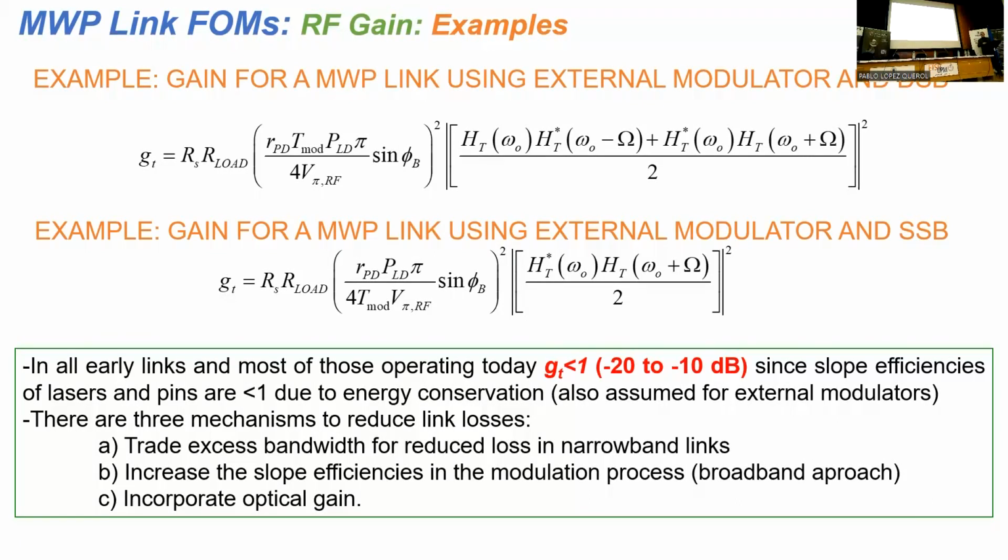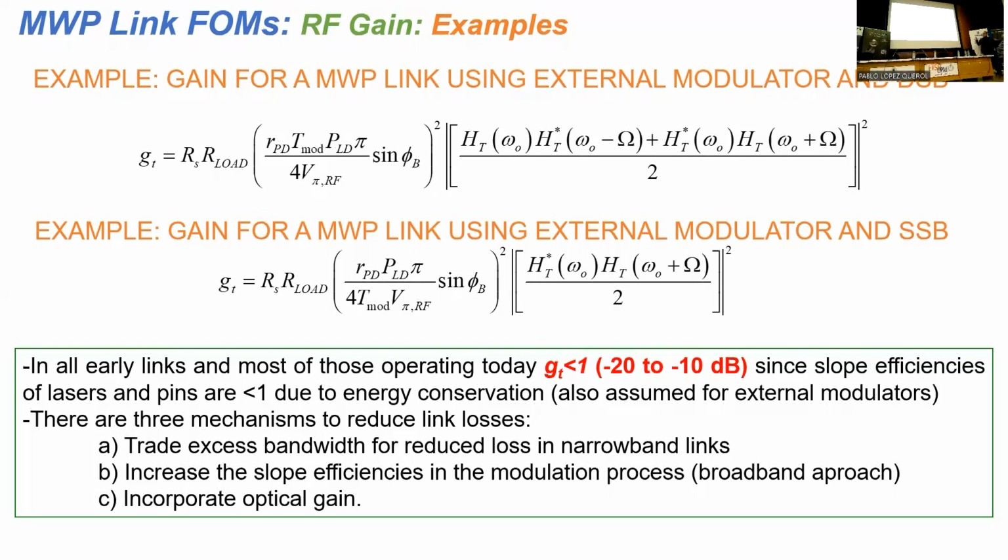So why call it gain? It's a tradition. It's really a loss, and it can be very high. The standard values range between -20 or -25 to -10 dB, if you only use passives. This is because the channel is not so lossy, but the slope efficiencies of the transmitter and the detectors are usually lower than 1, due to energy conservation.